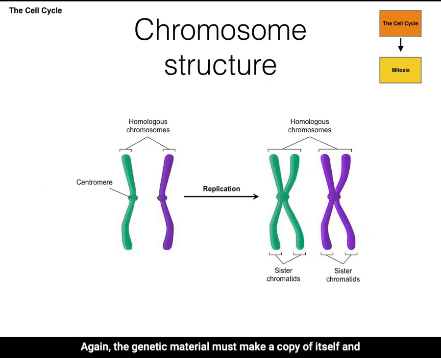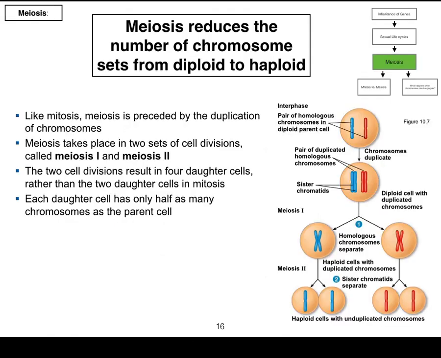Again, the genetic material must make a copy of itself and condense to form chromosomes. Once duplicated, each chromosome has two sister chromatids. These chromatids are connected by a centromere, and the sister chromatids look like an X. Meiosis is similar to mitosis in that there is a duplication of the chromosomes. Meiosis takes place in two sets of divisions, meiosis I and meiosis II.